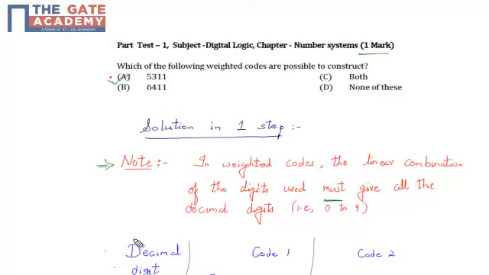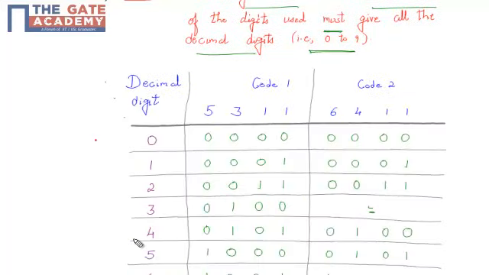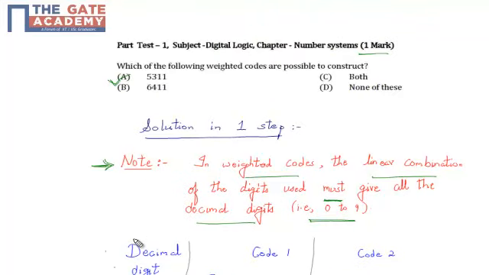Please remember, when such kind of questions are asked, in weighted codes the linear combination of the digits must give all the decimal digits from 0 to 9. We need to note this, and then find whether our codes give all possible combinations or not. If yes, then the code is known as a weighted code, and in our case we get option A as the correct option.